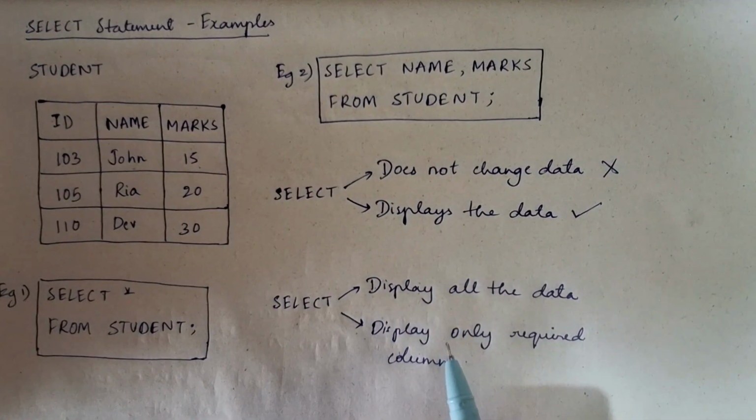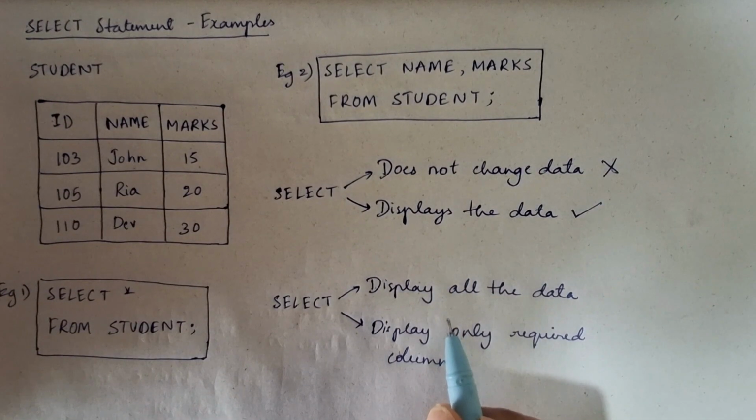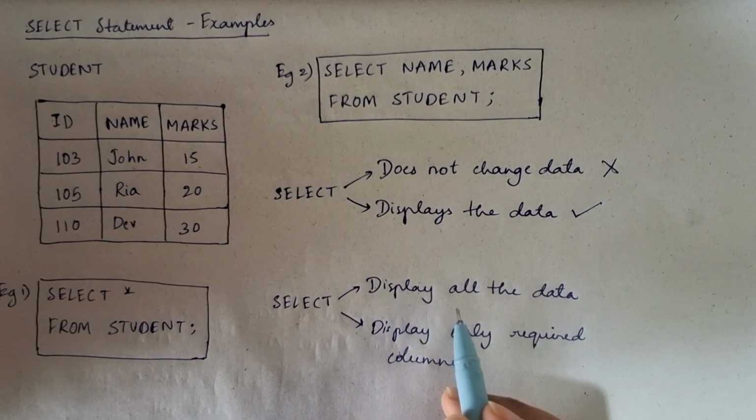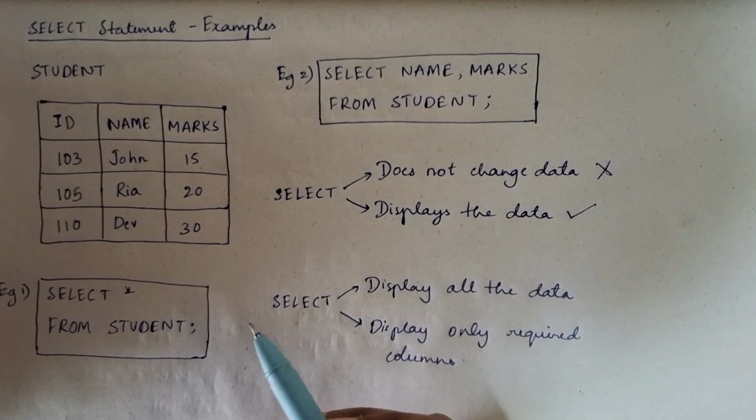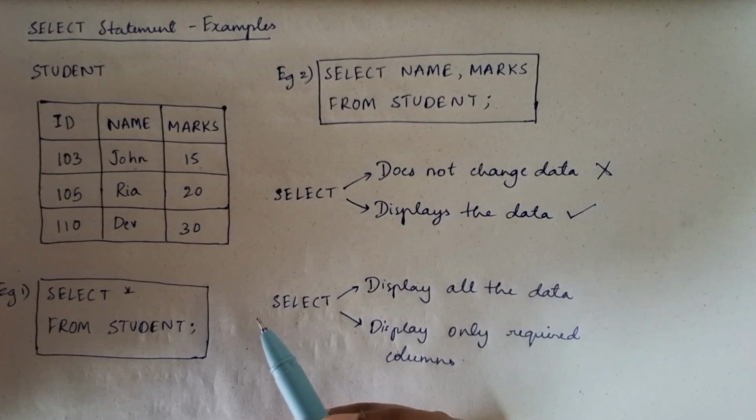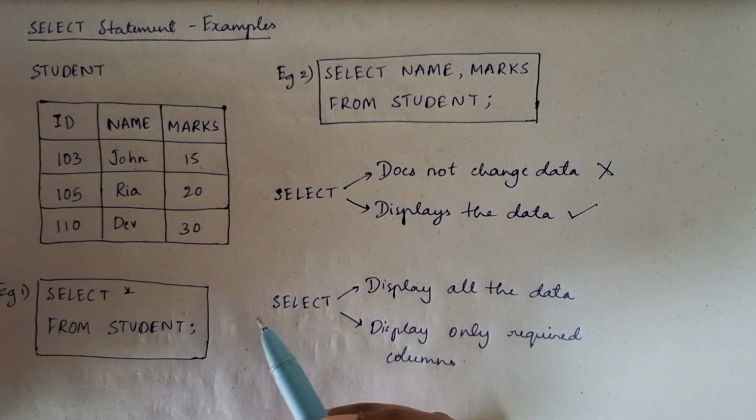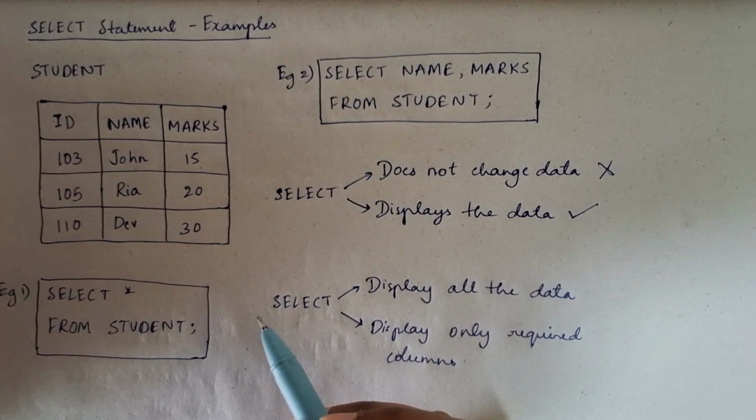So by using the select statement, we can display all the data using asterisk or only required columns from the table. So in this video, we understood what a query is, the difference between query and SQL query, and also we learned our first SQL statement, that is select, with examples.